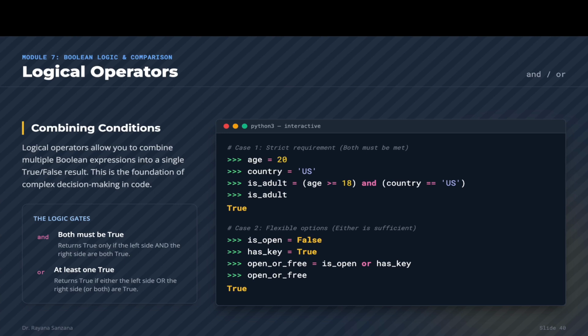The AND operator requires both sides to be true. It's strict. If even one side is false, the whole expression becomes false. In our example, you must be 18 plus and be in the US. The OR operator is more flexible. It returns true if either the left side, the right side, or both sides are true. You can enter if the door is open or if you have a key.